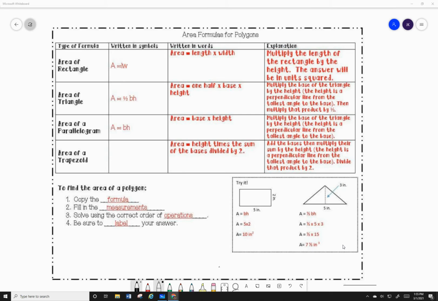Today we are doing area of a trapezoid, and this is a more challenging formula compared to the length times width and the base times height of a rectangle or parallelogram, or simply adding the division by 2 to the area of a triangle. So in this case, we are going to have to really use that process of copying a formula, filling in the measurements, solving using order of operations, and then labeling our answer. That process is really going to matter with this formula. So let's just jump right in.